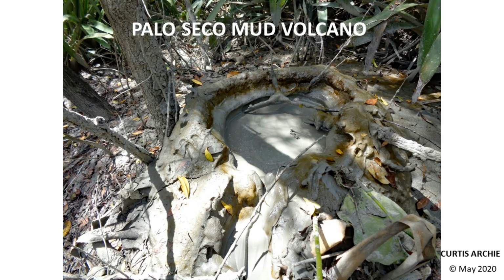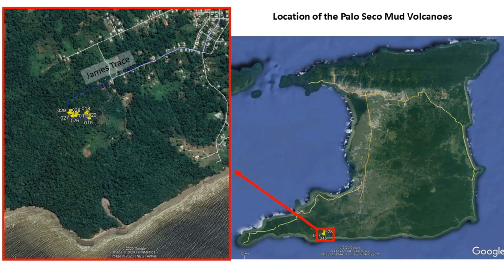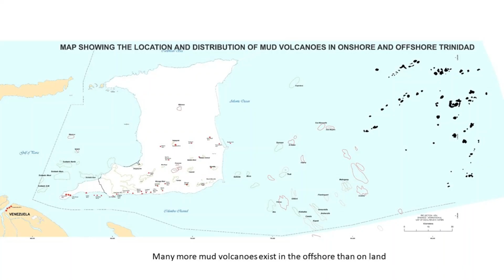Hello, welcome to my virtual tour of the Palo Seco mud volcano. Palo Seco mud volcano is located in southwest Trinidad near the village of Palo Seco at the end of James Trace. This map shows the location and distribution of mud volcanoes in onshore and offshore Trinidad.